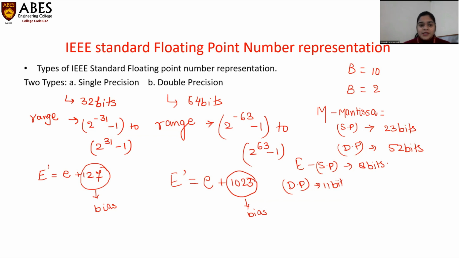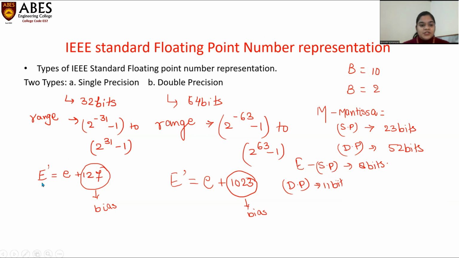So you can just summarize this: the types of IEEE standard are two. First is single precision, second is double precision. In case of single precision, a number can be represented in 32 bits, and in case of double precision, any value can be represented in 64 bits. The range in case of single precision is 2 to the power minus 31 minus 1 to 2 to the power 31 minus 1, whereas in case of double precision, the range is 2 to the power minus 63 minus 1 to 2 to the power 63 minus 1.